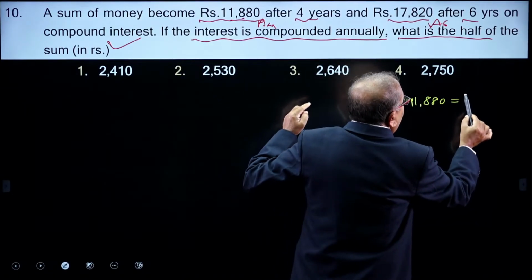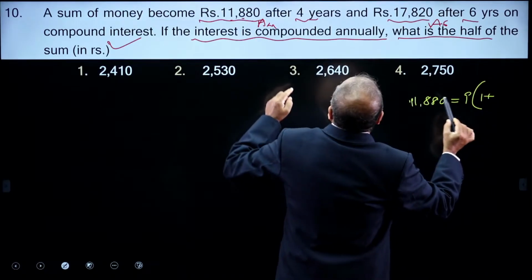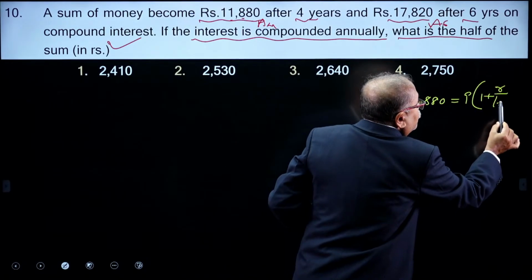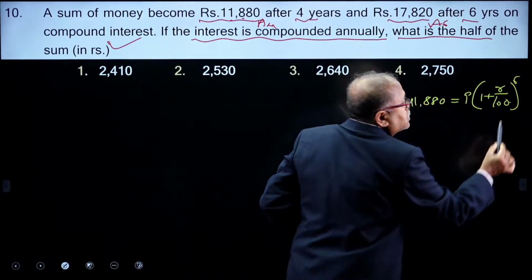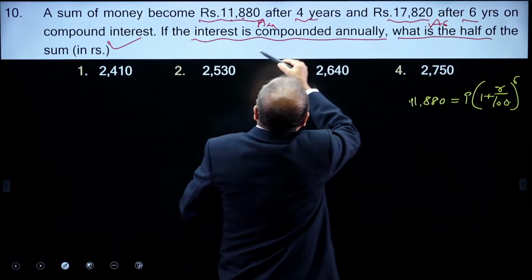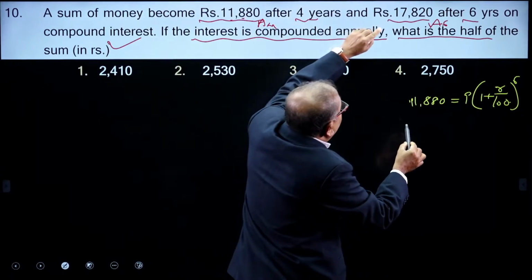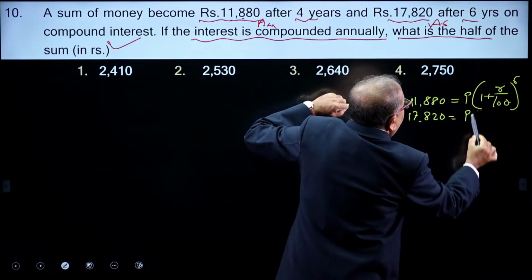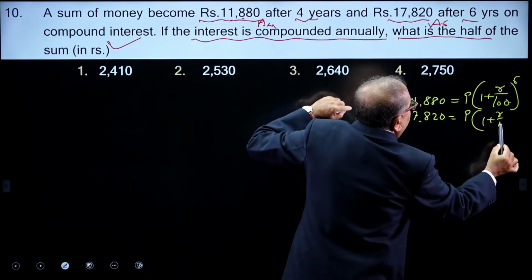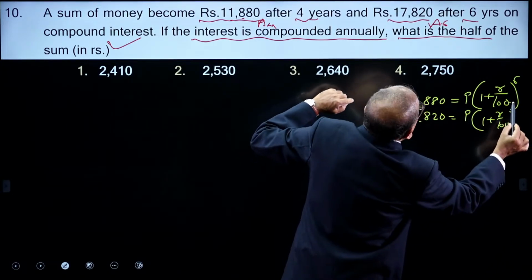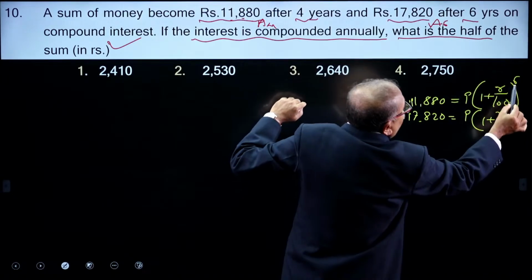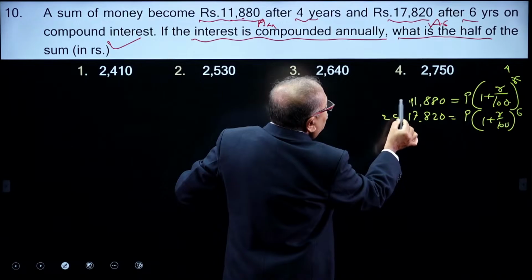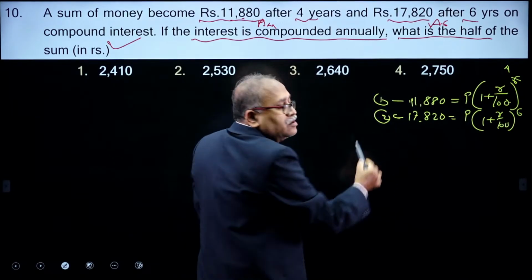11,880 is equal to P into 1 plus R by 100, where I do not know P and I do not know R, to the whole power 6, and we write it in this way. The other amount is 17,820, which is P into 1 plus R by 100 to the whole power 4. This is 4 and this is 6. So I will consider this equation 2 and this equation 1.